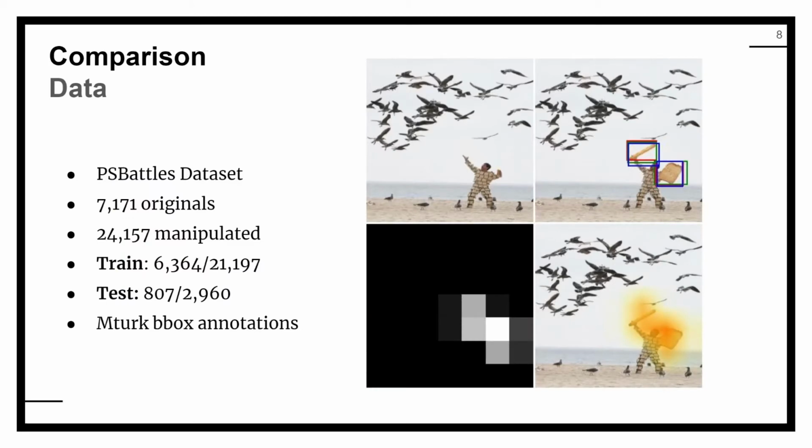To train the network, we use the PS Battles dataset that consists of images from the Photoshop Battles subreddit. It contains around 7,000 original photos paired with one or multiple manipulated versions. We conduct a user study using Amazon Mechanical Turk to obtain bounding box annotations for edited regions with 3 respondents per image. Bounding box annotations are then converted to a 7x7 heat map where the brightness of each cell is proportional to its intersection with the bounding box. This heat map is used as is during training and can be upscaled and overlaid on top of the image to outline the manipulated region for users.